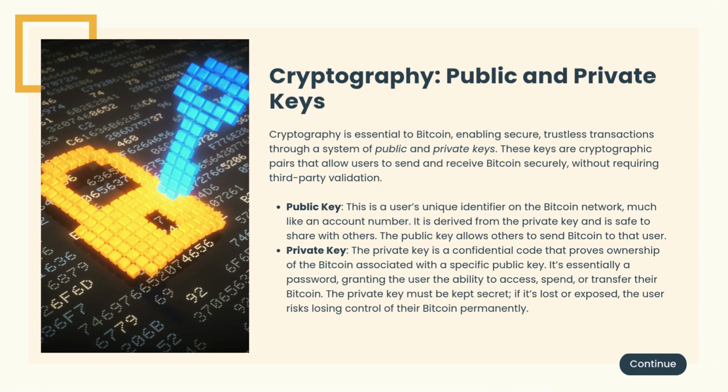Cryptography, public and private keys. Cryptography is essential to Bitcoin, enabling secure, trustless transactions through a system of public and private keys. These keys are cryptographic pairs that allow users to send and receive Bitcoin securely, without requiring third-party validation.